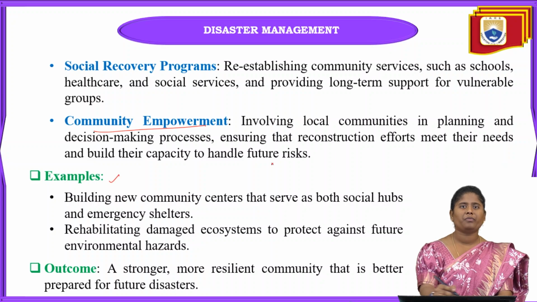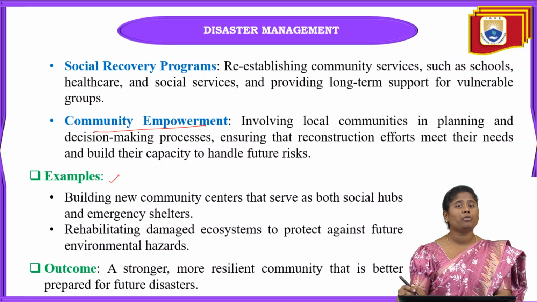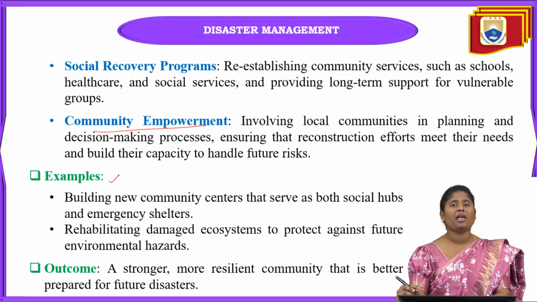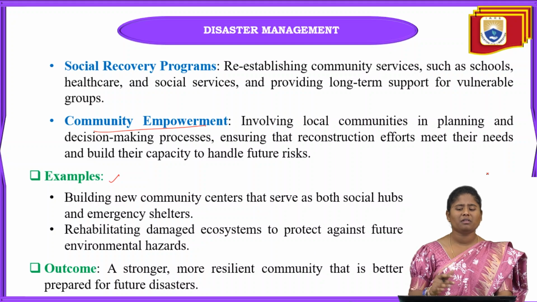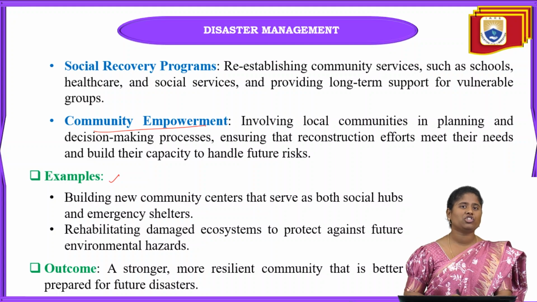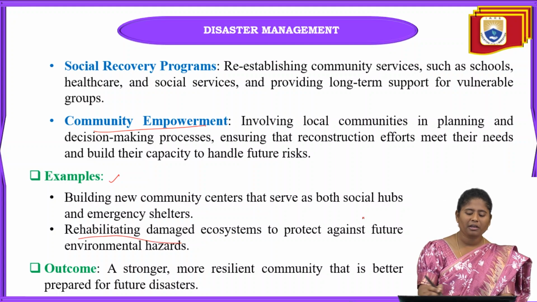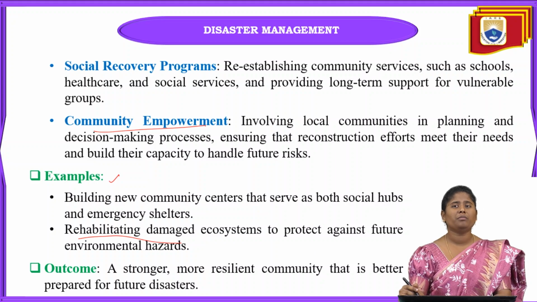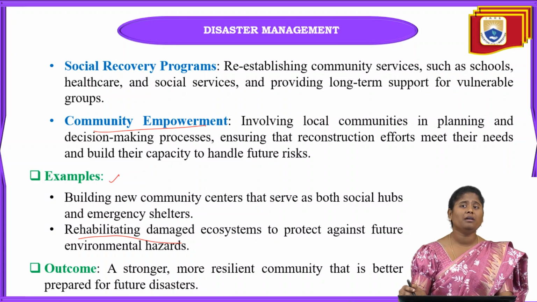And next one is examples. What are the main examples of this rehabilitation and reconstruction? We have to build new community centers, which can serve as social hubs and also as emergency shelters. By building these, when any disaster happens, we may take the disaster survivors to these emergency shelters, and rehabilitating damaged ecosystems will also protect against future environmental hazards.